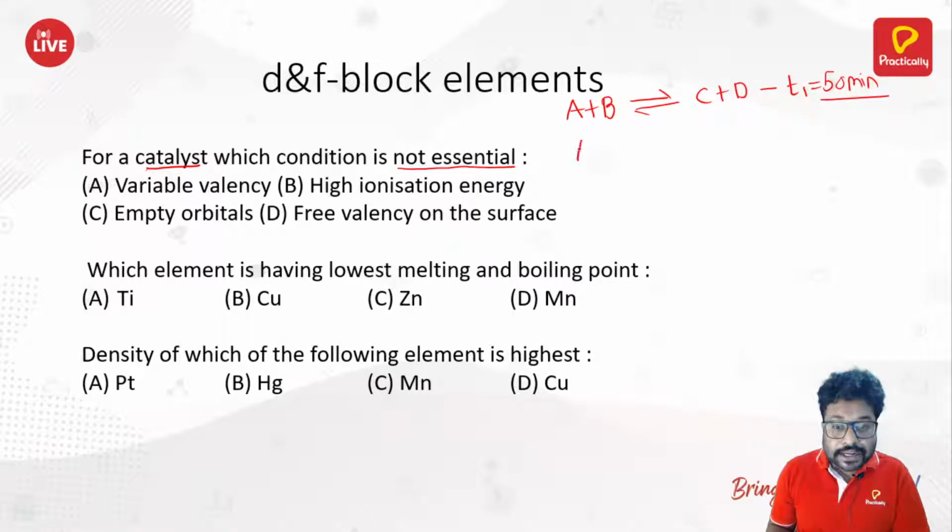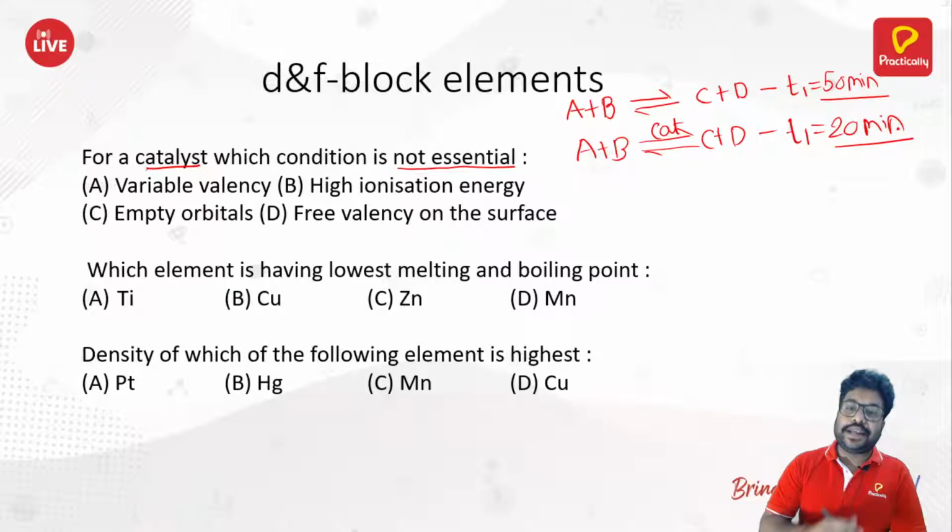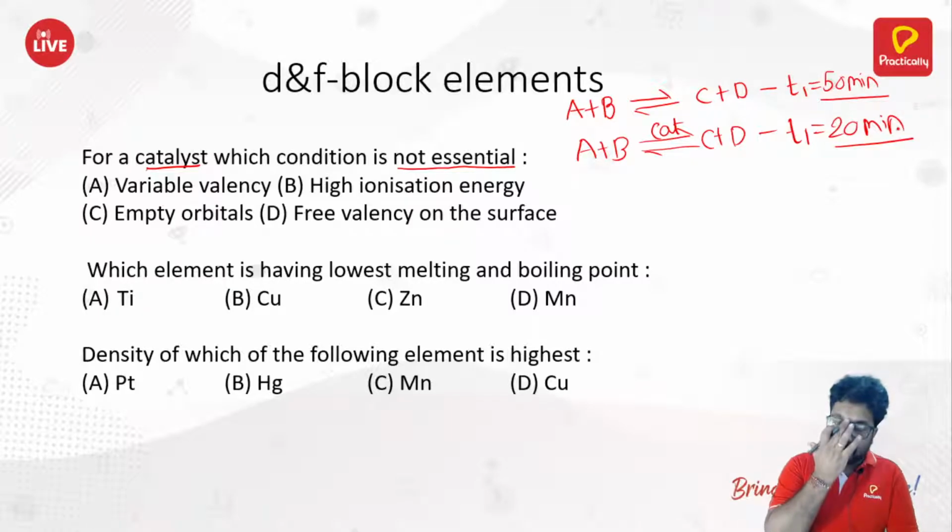Now in the second reaction, what did I do? I added a catalyst here. Whatever that compound could be, it could be any metal whatsoever. It gave me C plus D. Now your time was reduced to 20 minutes, so you have saved 30 minutes. Since you have saved 30 minutes, obviously you have saved quite some expenses on resources also. But that is not our point here.